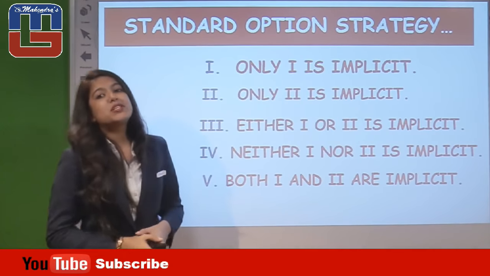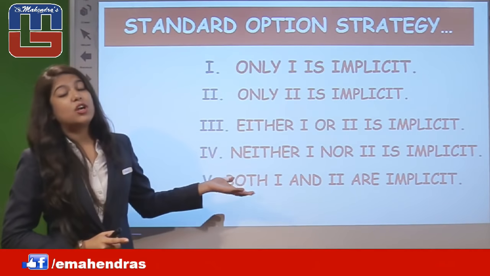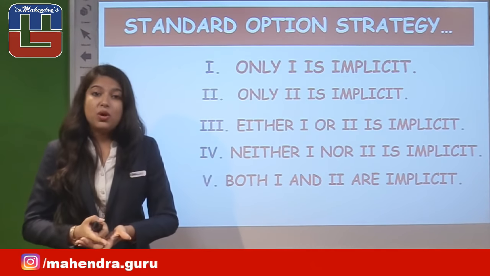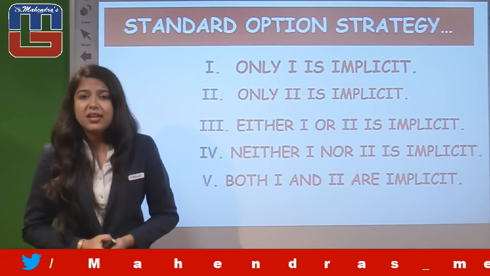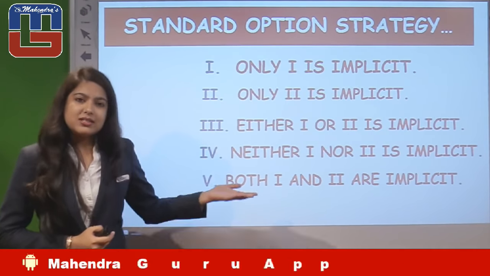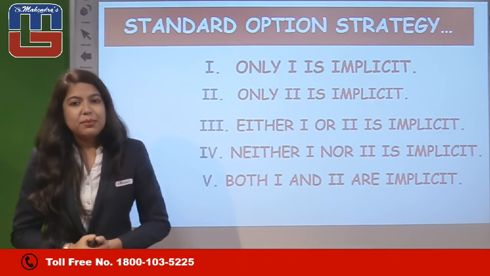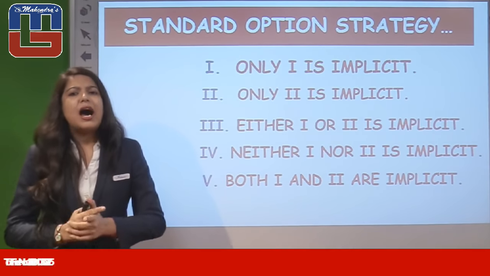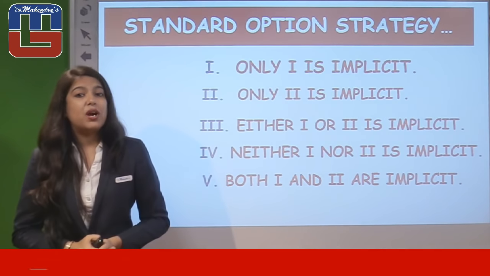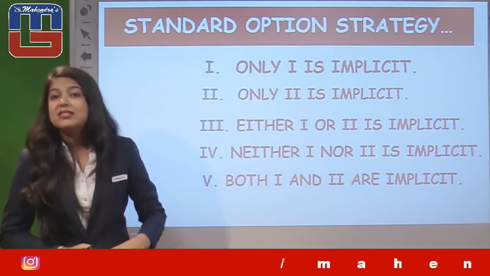Now if we look at the standard option strategy, the option strategies can fluctuate. This is not a fixed one. Why is it not fixed? Because assumptions can be 2, 3, 4, anything, and then their option strategy will be like that only. But here, this is basically the standard option strategy for these questions: only 1 is implicit, only 2 is implicit, either 1 or 2 is implicit, neither 1 nor 2 is implicit, both 1 and 2 are implicit. Options 1 to 5. These are the strategies for banking examinations.